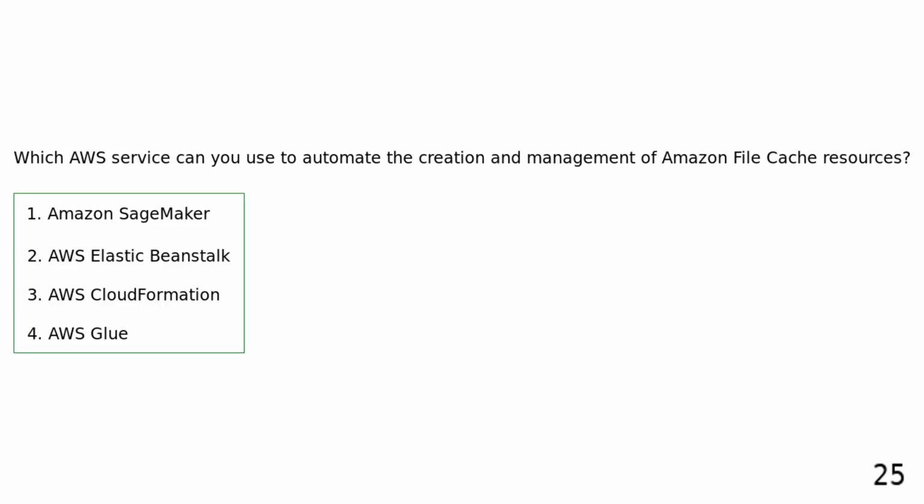Which AWS service can you use to automate the creation and management of Amazon File Cache resources? Amazon SageMaker. AWS Elastic Beanstalk. AWS CloudFormation. AWS Glue.